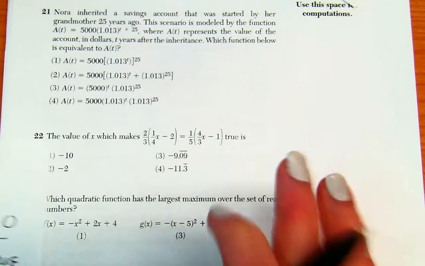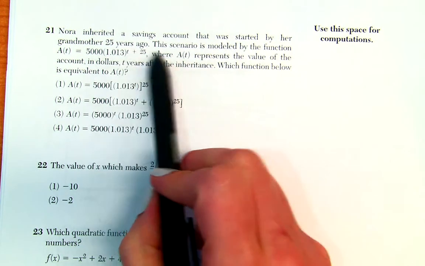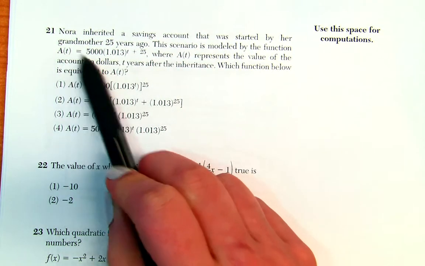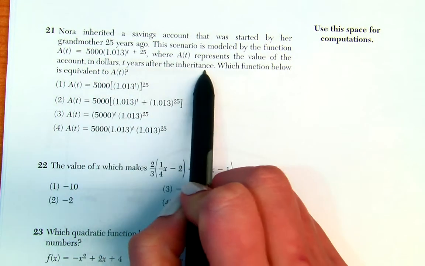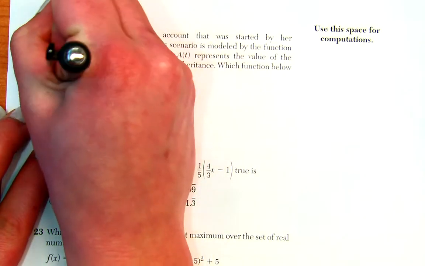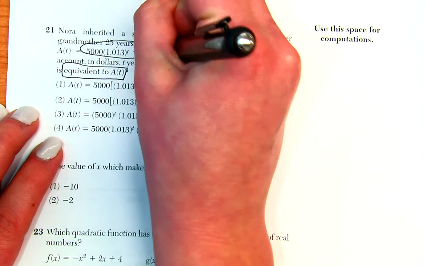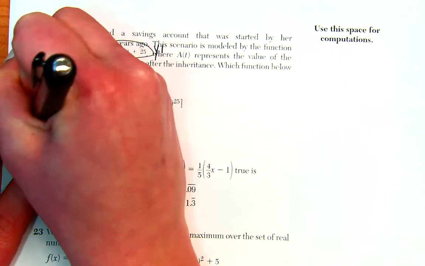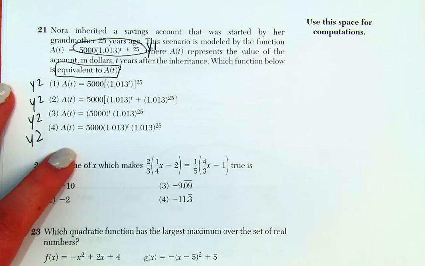Okay, so let's take a look at number 21. Nora inherited a savings account that was started by her grandmother 25 years ago. This scenario is modeled by the function right here, where A of t represents the value of the account in dollars, t years after inheritance. Which function below is equivalent to it? So that means I can type the original into y1 and all of these into y2 to determine if their tables are the same, because if their tables are the same, then they are equivalent.